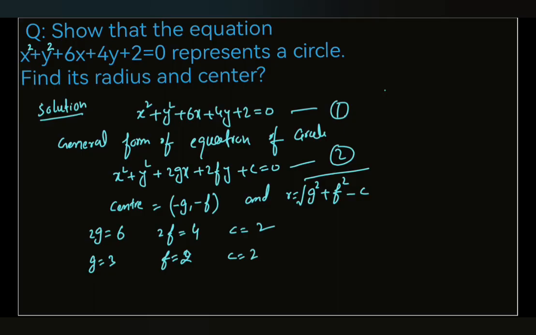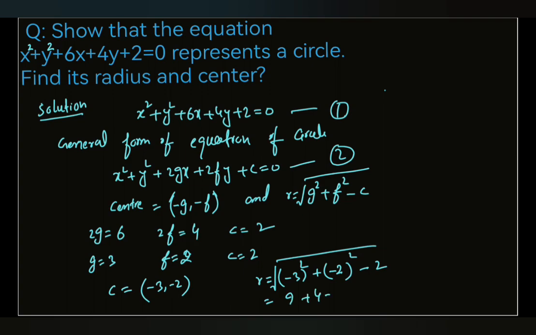Put the values in the center equation. The center becomes negative 3, negative 2, and the radius becomes the square root of negative 3 square plus negative 2 square minus 2. So 9 plus 4 minus 2, the square root of 11. So the radius is square root of 11.